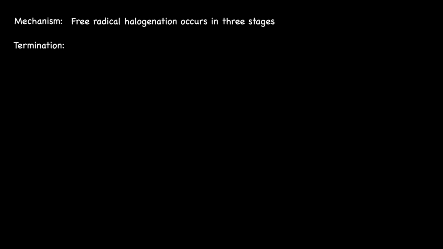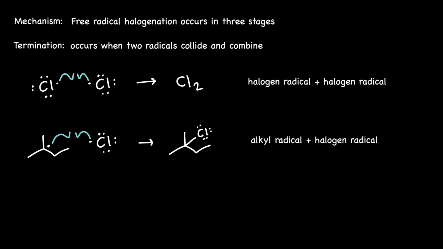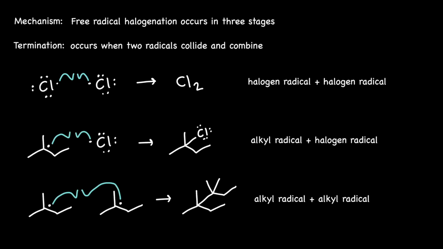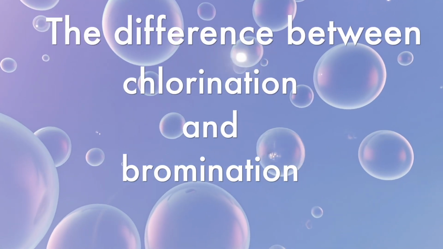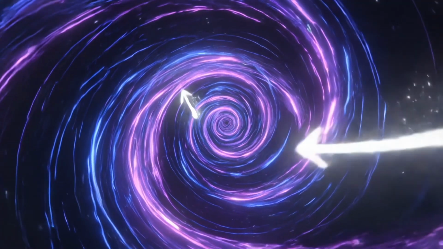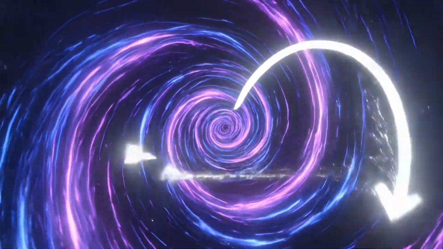Finally, we have termination. Termination occurs when 2 radicals collide and combine. Examples include halogen radical plus halogen radical, alkyl radical plus halogen radical, alkyl radical plus alkyl radical. Since radicals are consumed, the chain reaction stops. Now let's discuss the most important exam concept: the difference between chlorination and bromination. Students often memorize that bromine is more selective, but understanding why is much more useful.